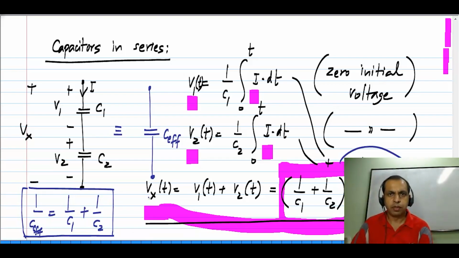Now you can extend this to more than two capacitors. So if you have n capacitors in series, the reciprocal of the effective capacitance will be the sum of reciprocals of individual capacitances.